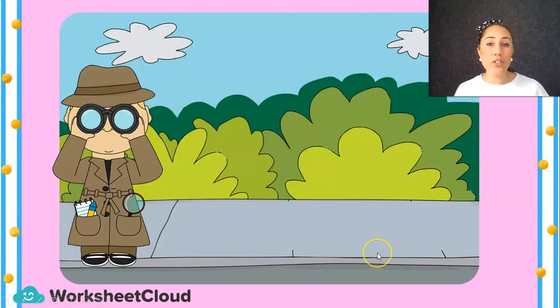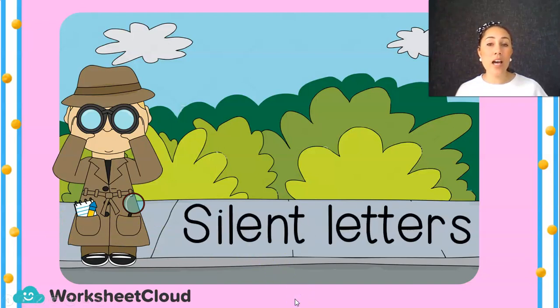Now, we are going to do something very exciting, and here's a little boy, and he's got binoculars, and he's got a magnifying glass, and he's got a coat on with a pen and a paper, and I think that he is a detective, and he looks like he is looking for something. So let's help him find what he's looking for. He is looking for some silent letters, and there you can see some of them that are hiding away in the bushes.